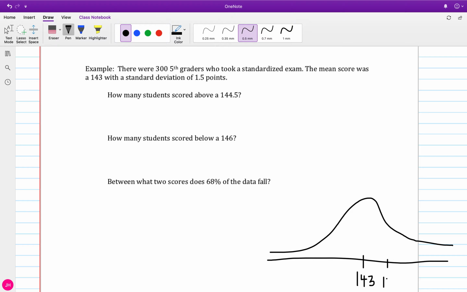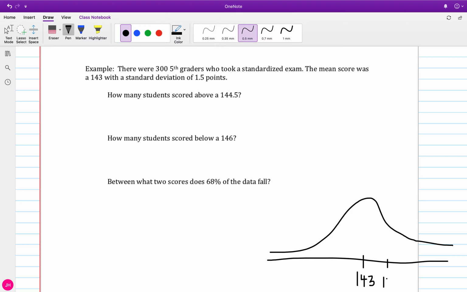Out another standard deviation is going to give me 146. And I have to go out 3, so I'm going to go out 1 more, and that's going to give me 147.5. Filling in my percents, there's 34%, then 13.5%, then 2.4%, and then above that is that 0.1%.